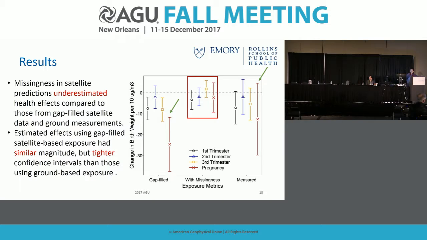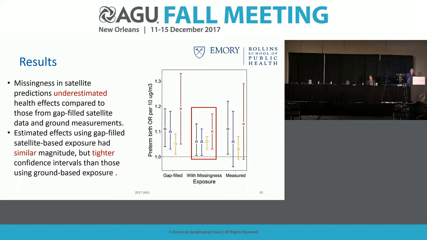And here, for the health effect of exposure during the entire pregnancy, we noticed that the estimate using gap-filled satellite data is higher than that estimated using the ground measurement. We believe that is because when averaging over a longer time period, like the entire pregnancy, the spatial variation becomes more important, but the ground measurement may not truly reflect the spatial variation.